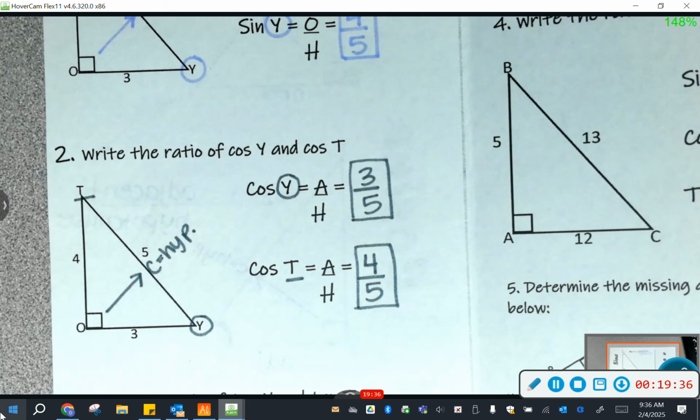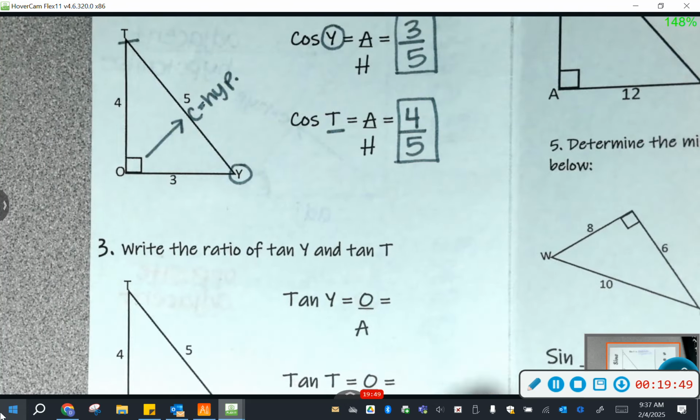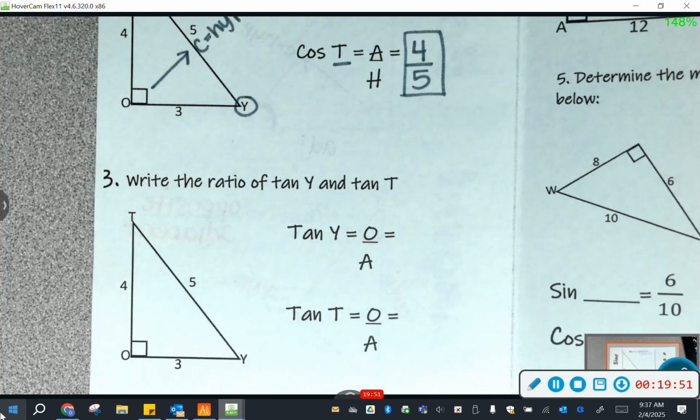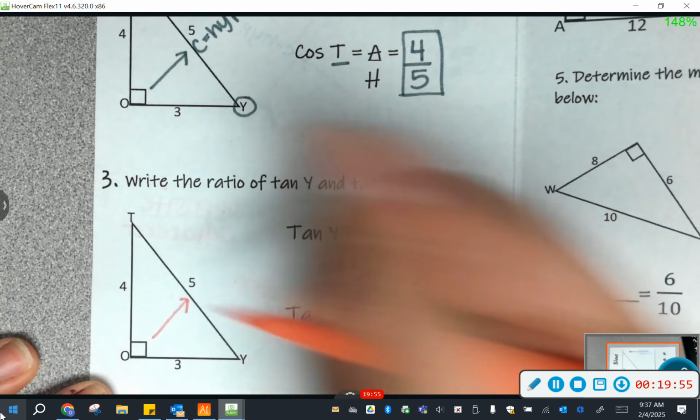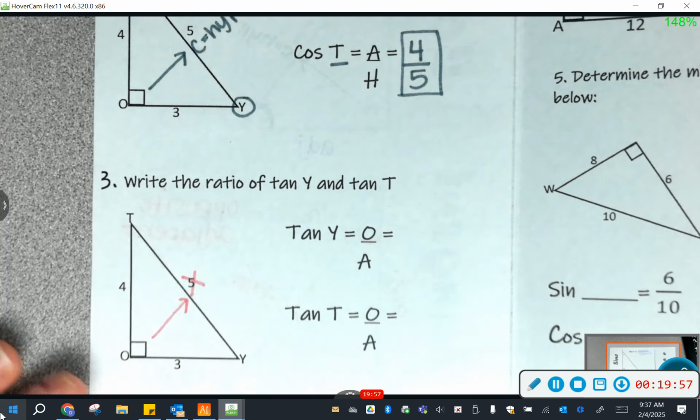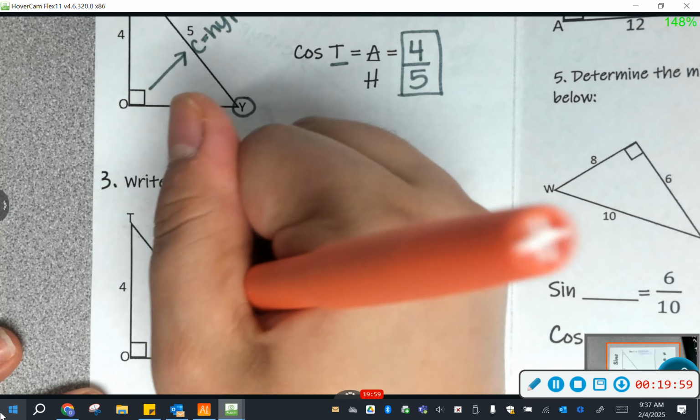Okay. What questions can I answer? We're good? Y'all like this is too easy? Alright, then I want you to do tangent on your own. As a reminder, for tangent, do we use the hypotenuse? No. You still have to label it, but we do not use it.